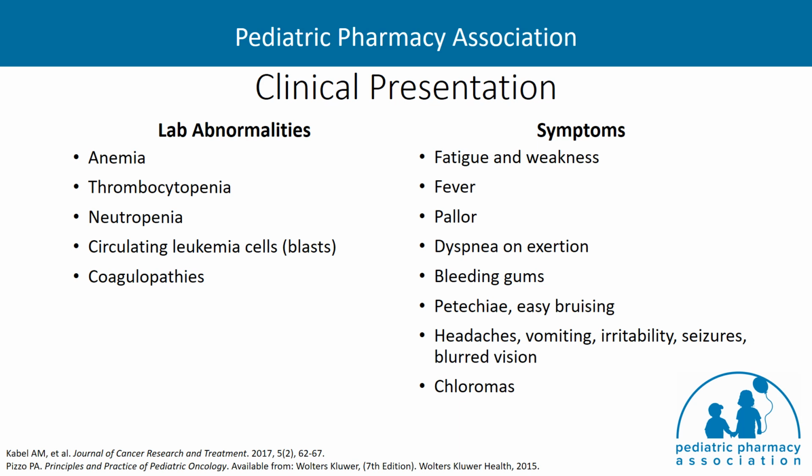And then various neurological symptoms may be present at diagnosis, specifically headaches, vomiting, and irritability, all thought to be due to potential leukemia involvement within the CNS, and even blurred vision that may be correlated to ocular involvement of leukemia as well. And then lastly, chloromas are relatively specific to myeloid malignancies. Chloromas are extramedullary leukemia cells that form a tumorous mass, most frequently seen on the skin, bone, soft tissues, as well as lymph nodes.